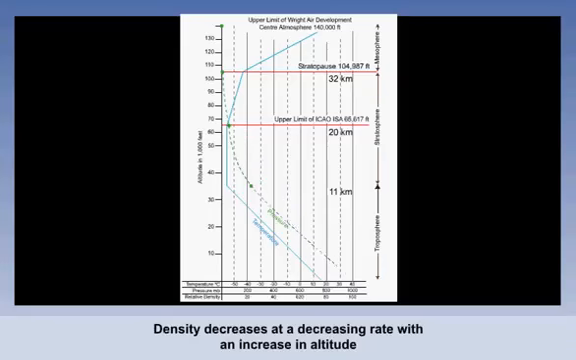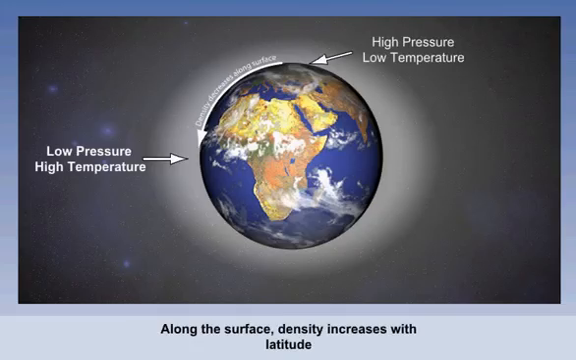Having seen the effect of density with altitude, let's now consider how density changes with latitude. Looking at just the surface conditions, we can compare the poles to the equator. From the diagram, we can see that at the poles, the temperature is generally colder, and the pressure generally higher than at the equator. The combined effect is that at the surface, the density at the poles is greater than at the equator.